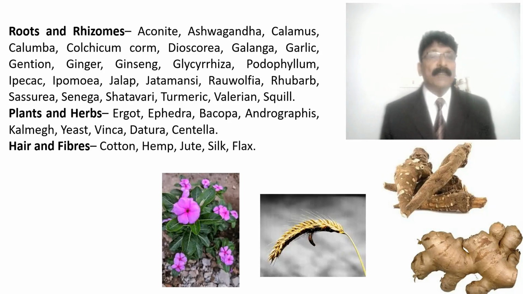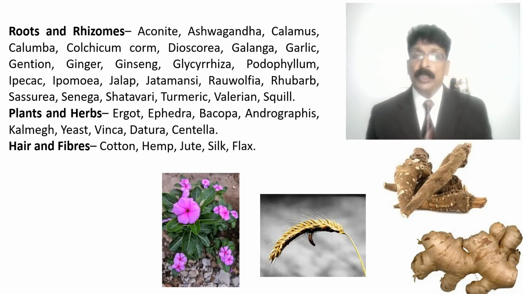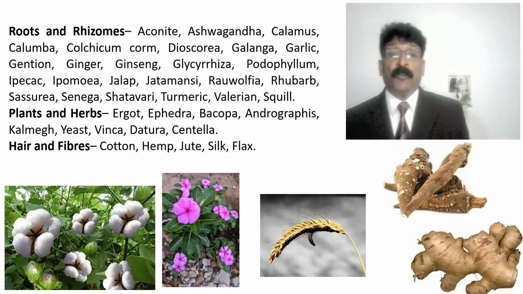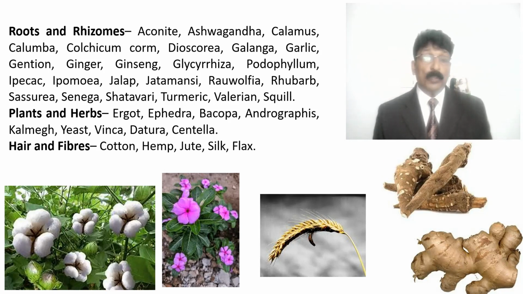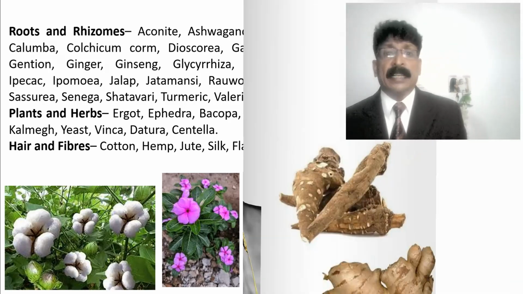Hairs and fibers: cotton, hemp, jute, silk, flax. And these all are examples for hairs and fibers which we are using as a crude drug. So these all are some of the examples for organized drug which you should specify with examples.